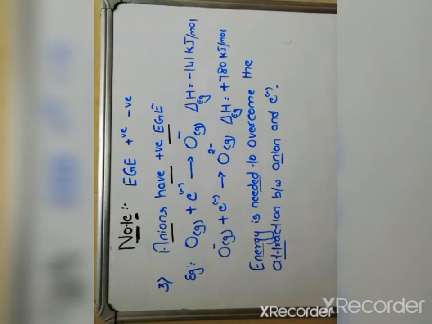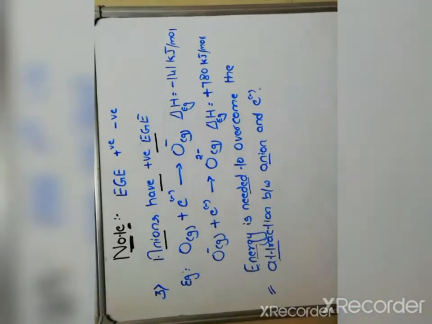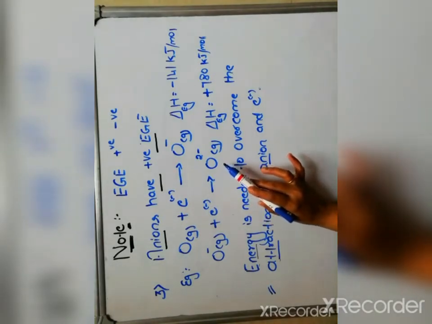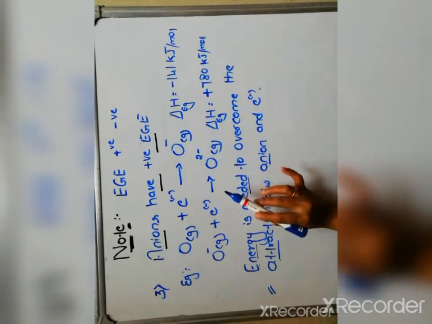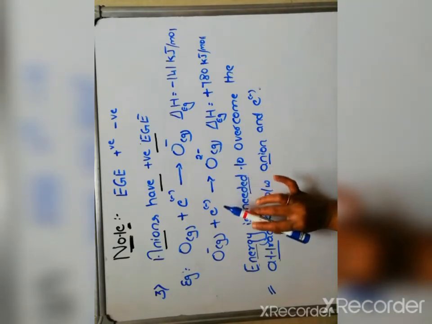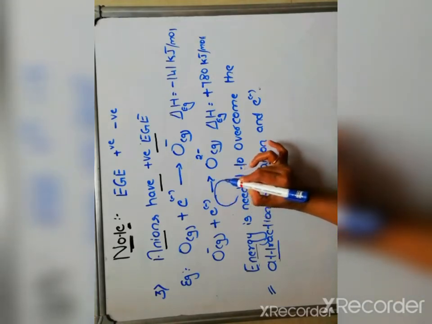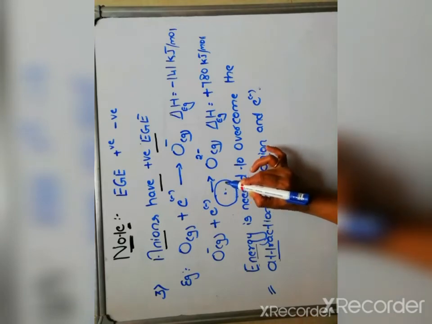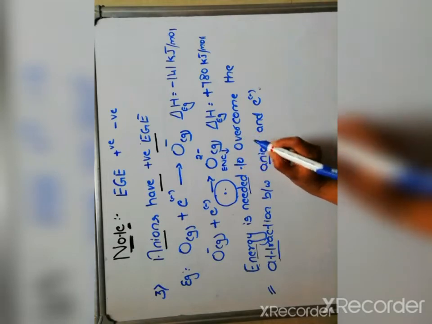One more point we can say, simply put, we know what happens to the size of an anion. What happens to the anion size when compared to that of the atom? The anion size is more, or we can say that the electron cloud will expand. When the electron cloud expands, what happens to the force of attraction between the nucleus and the outermost electron? That is, the effective nuclear charge decreases.